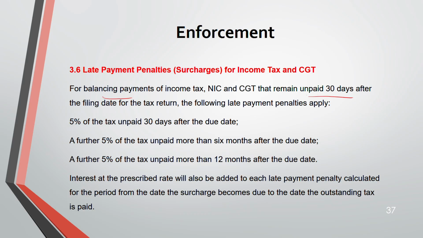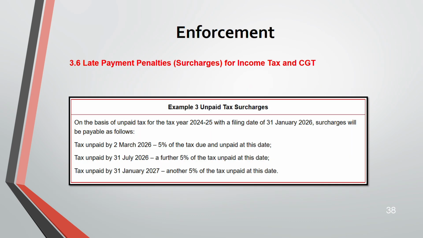And that interest is calculated from the date it becomes due till the outstanding tax is paid. Now, example 3. So he has been late with a filing date of 31st Jan 2026. So if he is paying 2 March 26, it is more than 30 days. So 5% tax. Next, if he is paying by 31st July, if tax is unpaid, it's more than 6 months, another 5%. And if it's by 31st Jan 2027, tax is unpaid, another 5%.